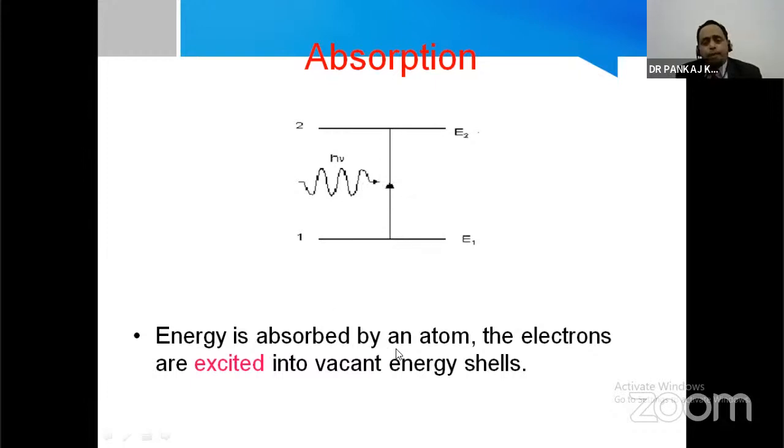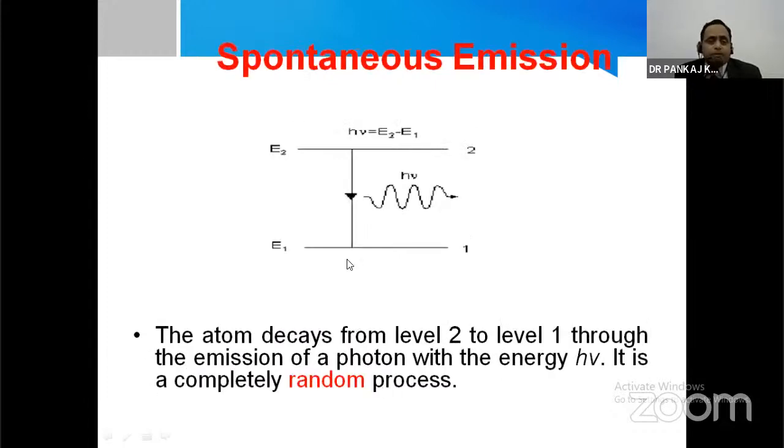Energy is absorbed by an atom, and the electrons are excited into the vacant energy level. In spontaneous emission, hν is equal to E2 minus E1. This difference will produce a photon of frequency ν, or energy hν. The transition from E2 to E1 is random.